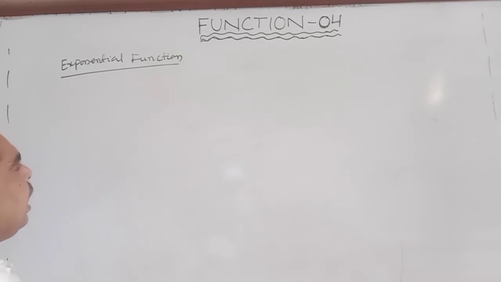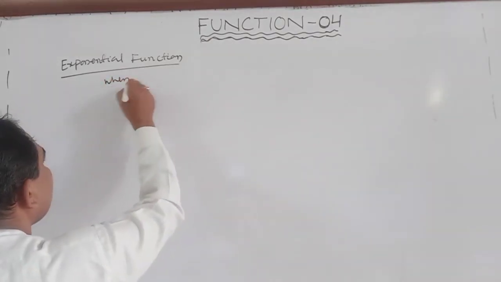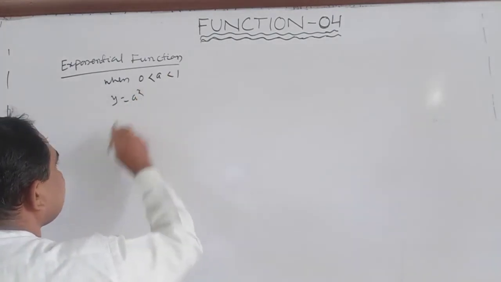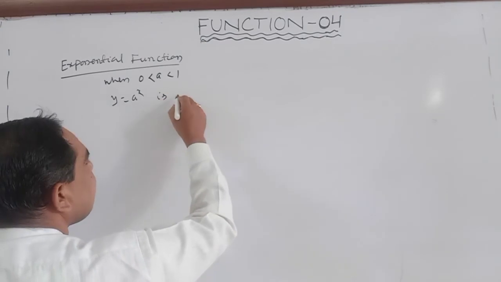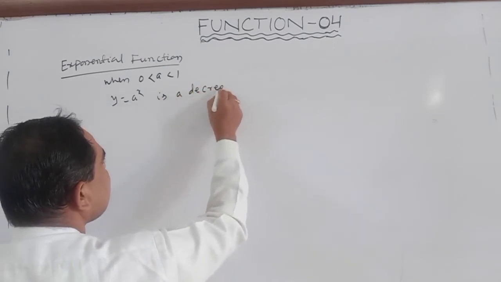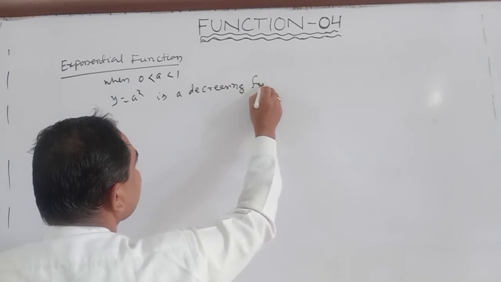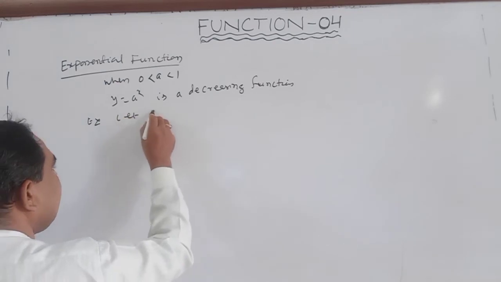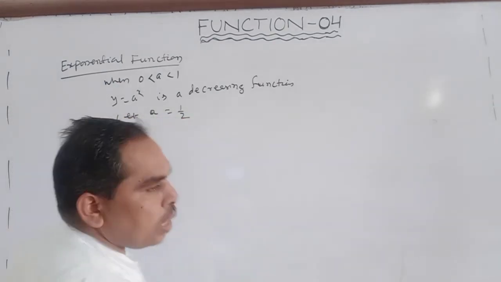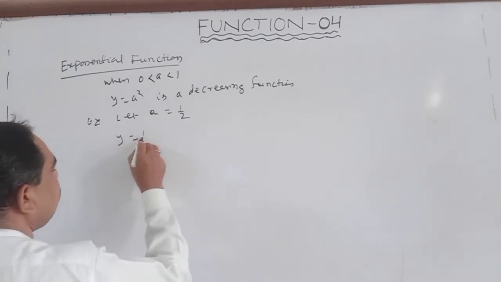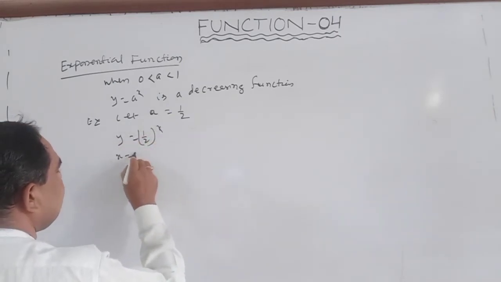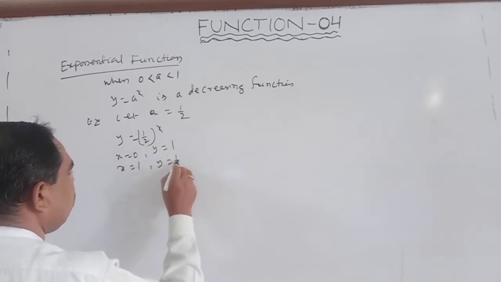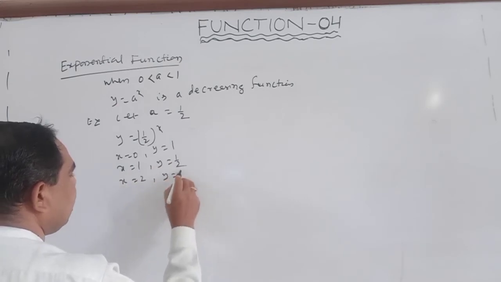When a lies between 0 and 1, when 0 is less than a, less than 1, y is equal to a to power x is a decreasing function. Example, let a is equal to 1 by 2. So y is equal to 1 by 2 to power x. X is equal to 0, y is equal to 1. X is equal to 1, y is equal to half. X is equal to 2, y is equal to 1 by 4.